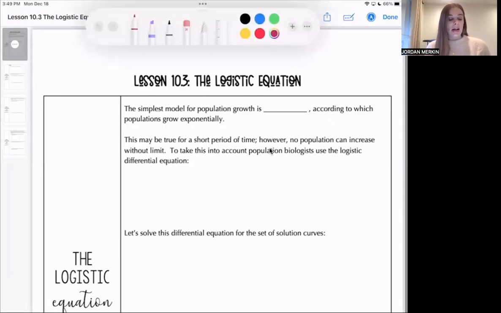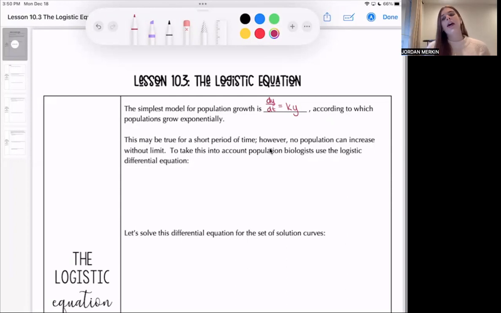So let's get started. The simplest model for population growth is dy dt equals k times y. It essentially means that it's growing proportionally to this growth constant. And so, according to which it actually ends up growing exponentially. And we'll see why this is when we actually solve this differential equation. So, this may be true for a short period of time. However, no population can increase without a limit. And so that's where carrying capacity makes it a little bit more complicated.